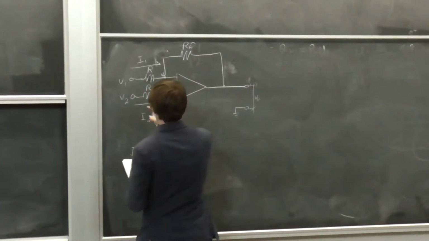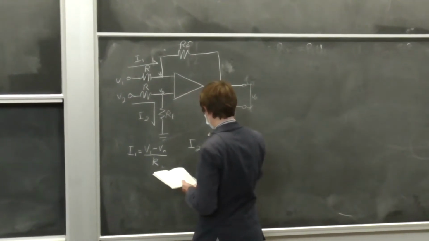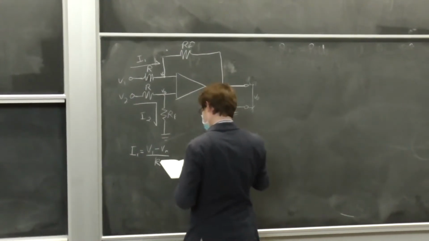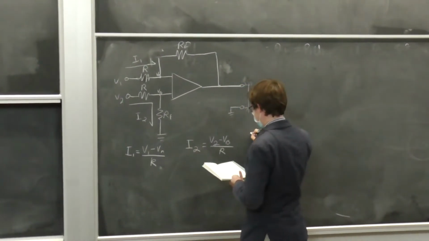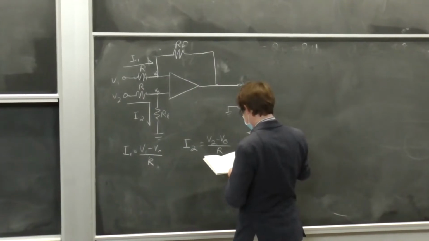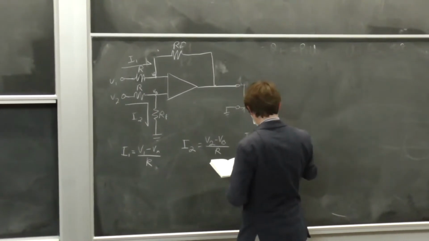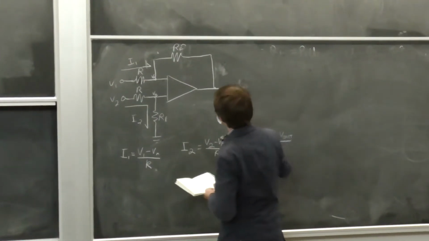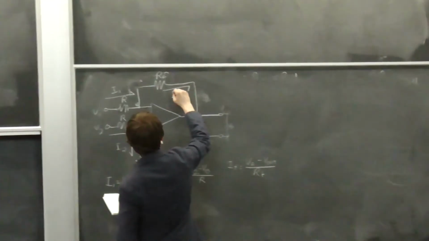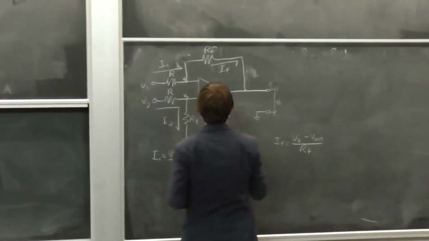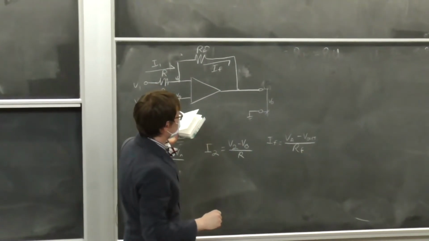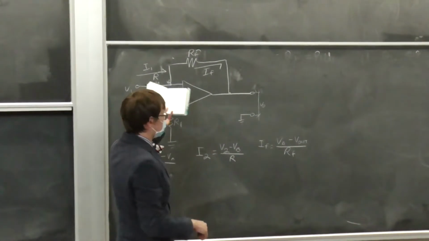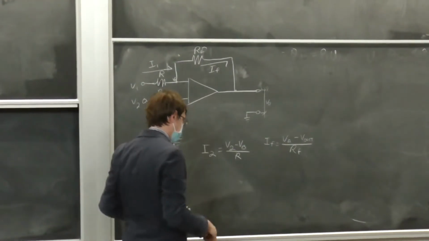I2, same procedure. V2 minus VB over R. IF, I guess it is. I shouldn't second guess, I should just follow the thing I wrote out. I feedback, which, looking at this and remembering our op-amp laws, we should begin to instantly think that there might be some kind of relationship between I1 and IF.